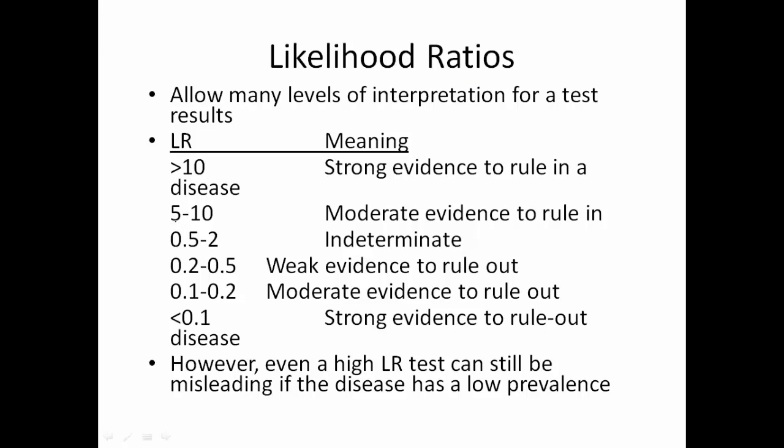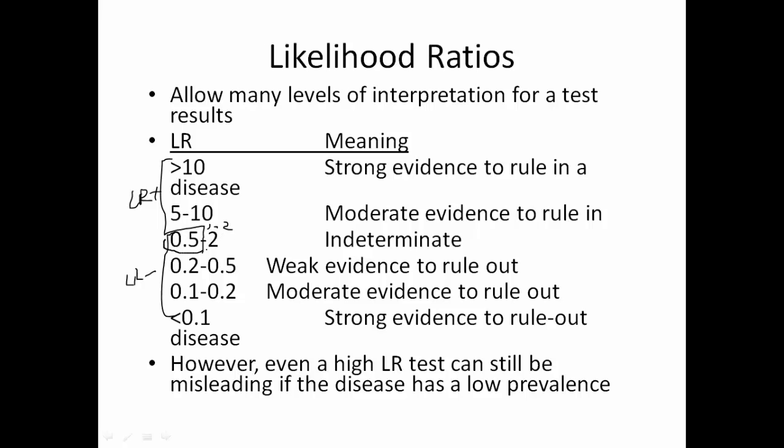Now, if you don't happen to have a Fagan nomogram every time you're reading a diagnostic test article, you could use this sort of go-by for figuring out what likelihood ratios mean. These are likelihood ratios for a positive test, and these are likelihood ratios for a negative test. If a likelihood ratio is greater than 10, it's strong evidence to rule in a disease. 5 to 10 is moderate evidence. 1 to 2 is pretty weak evidence or indeterminate.